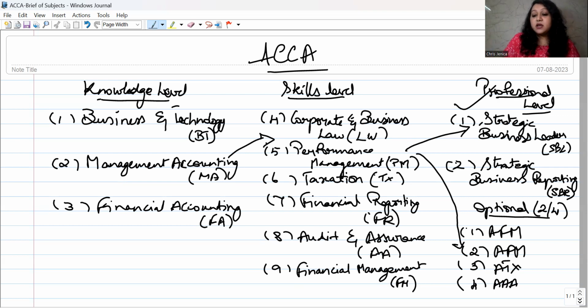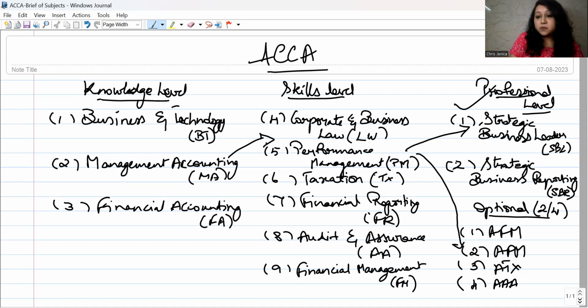So that is SBL. APM is Advanced Performance Management, which is also a higher paper of your performance management. Here, you will be analyzing the operations of the business, whether it is running properly. If you're working in a company, you will be able to advise your clients on any kind of vulnerability to corporate failure, or their strategic financial position and the performance relating to that. That's what you will be studying in APM.